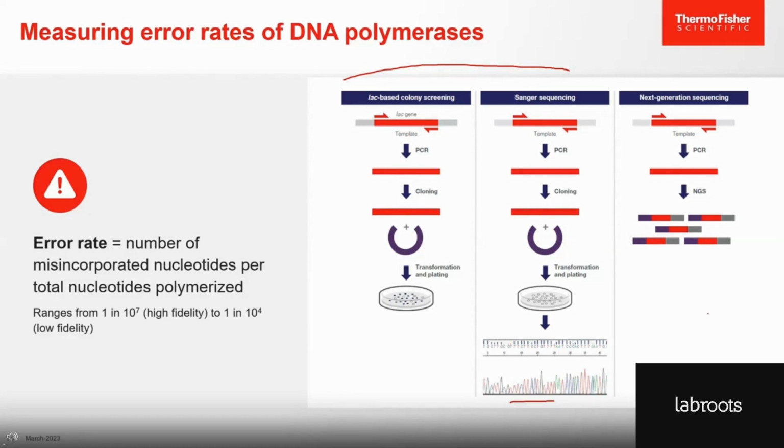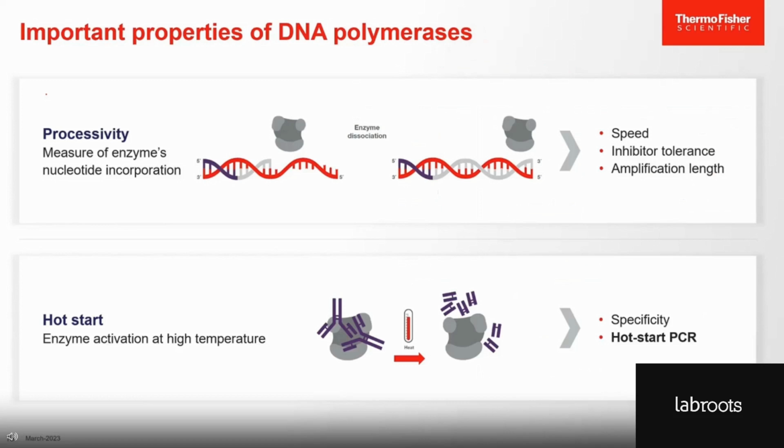used for the measurements. Now this slide explains 2 additional very important properties of DNA polymerases: processivity and hot start. Processivity is the measure of the number of nucleotides incorporated by the enzyme in a single binding event until the enzyme dissociates from the template. It is also related to the enzyme's affinity and how tightly it binds to the template. High processivity of an enzyme contributes to faster DNA synthesis, higher inhibitor tolerance, and longer amplification.